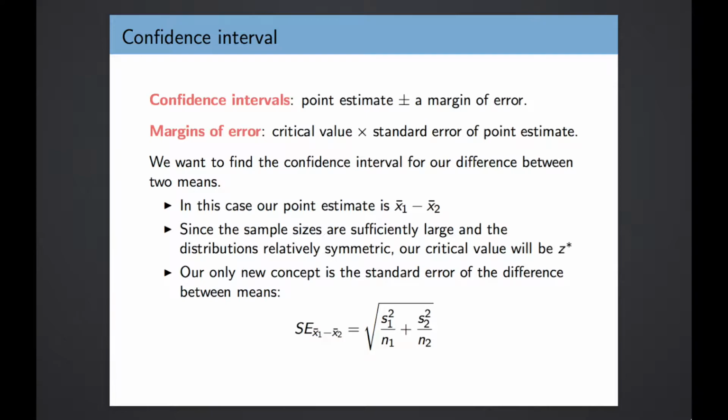So the only new concept that we need to take into account when constructing this confidence interval is calculating the standard error for the difference between means. So here's that formula. We're going to take the standard deviation for the first group divided by the sample size for that first group, plus the standard deviation for the second group divided by the sample size for the second group. We're going to take the square root of that entire quantity, and that's going to be our standard error for the difference in means.